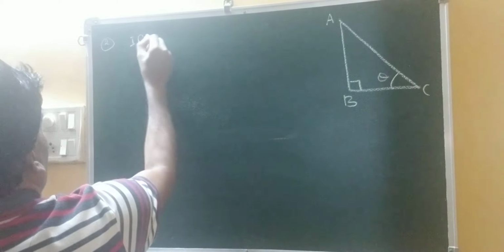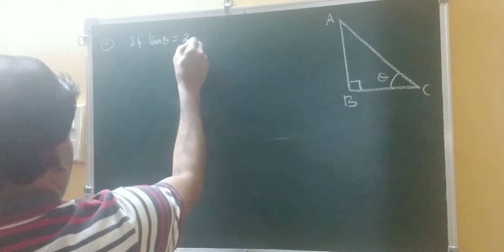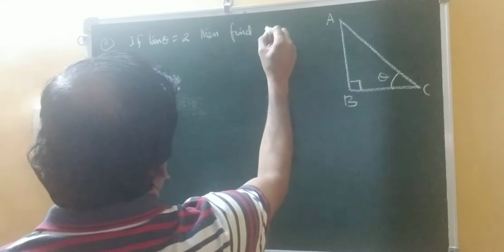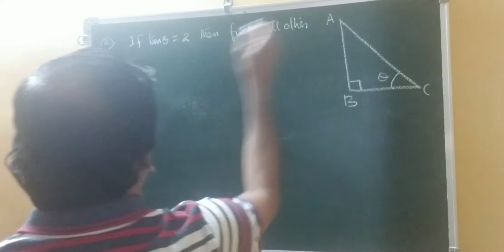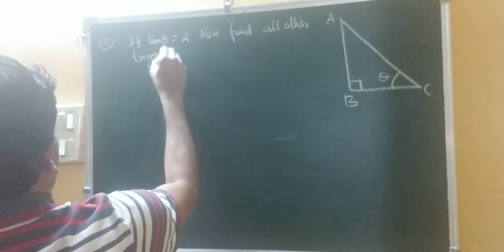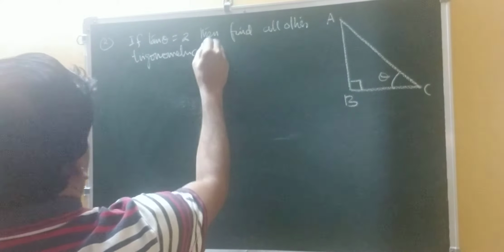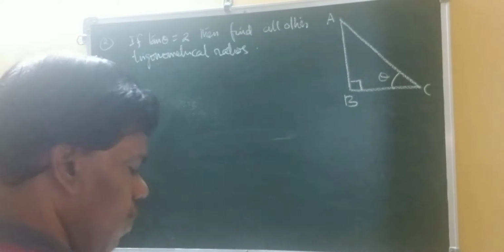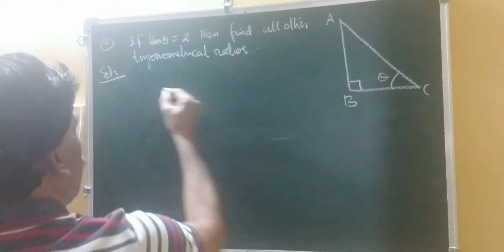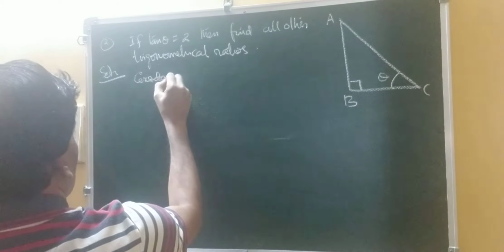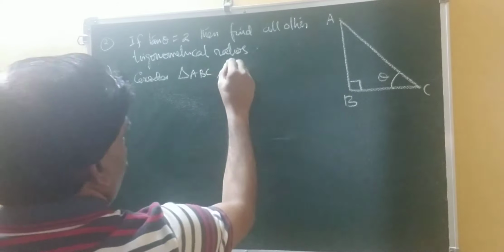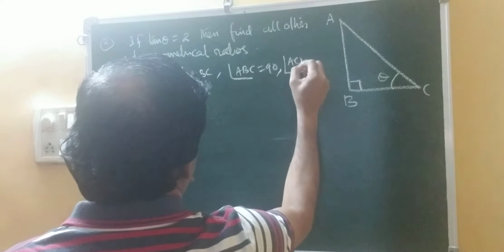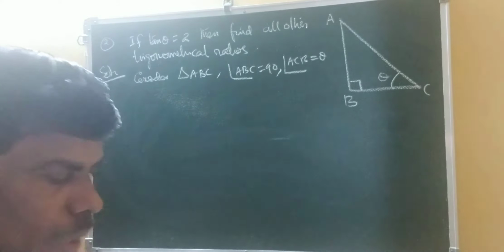If tan theta equal to 2, then find all other trigonometrical ratios. Now look at this. Now here we will consider triangle ABC, where angle ABC equal to 90 degree and angle ACB equal to theta. Okay, no problem at all.